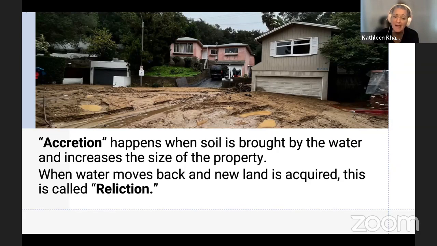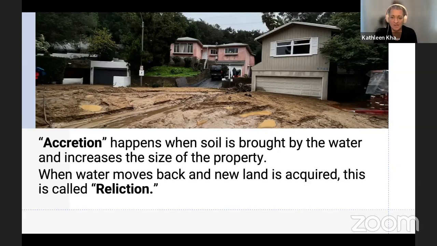When water moves back and new land is acquired, this is called reliction. So when water moves away from the land, as in a drought, you can go to Anderson Lake, you can go to a number of the different lakes all over California, and you can actually see where the water has recessed. It's moved back, and it hasn't technically moved back. It has dried out, right?